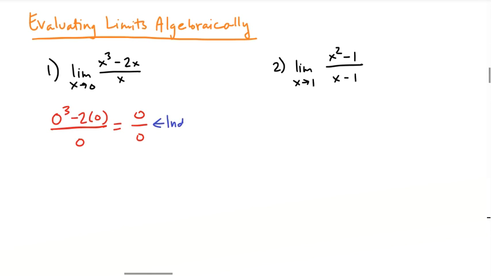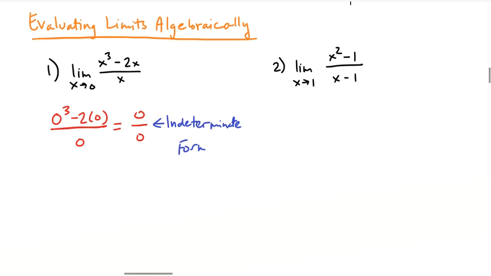And what this basically means is that we have to do more in order to find out what this limit is. 0 over 0 is not 0, it's not 1, it's not anything. That's why it's indeterminate. It's indeterminable what this answer is. So we need to do more in order to find out what our limit will actually evaluate to. And one strategy we can use is actually factoring.